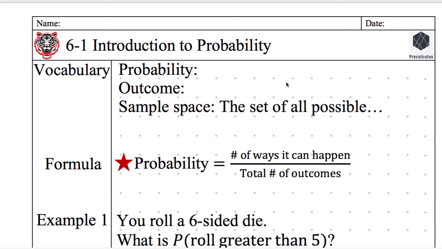All right, today is Monday, January 14th, 1/14, and we are talking about probability today in our Precalculus class.